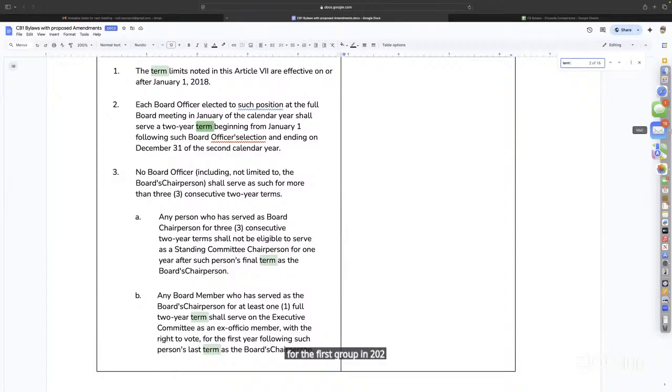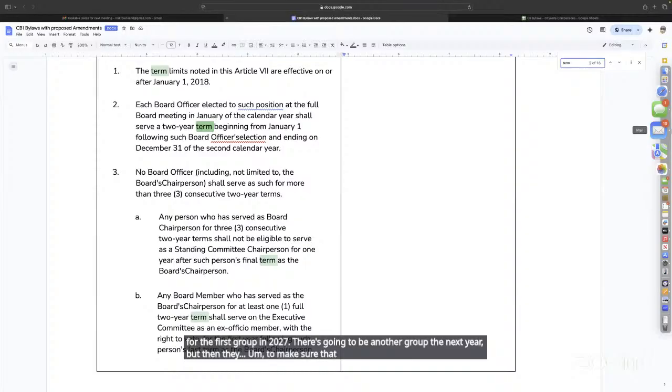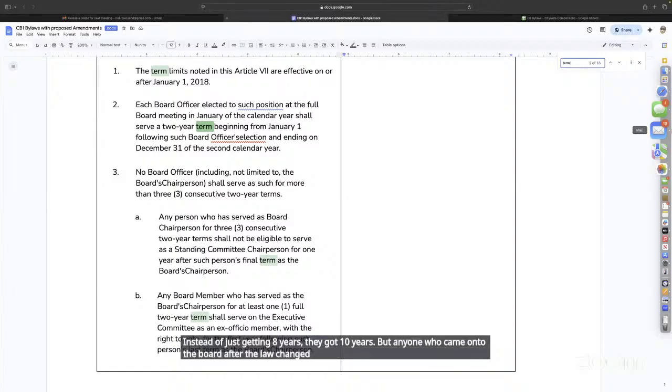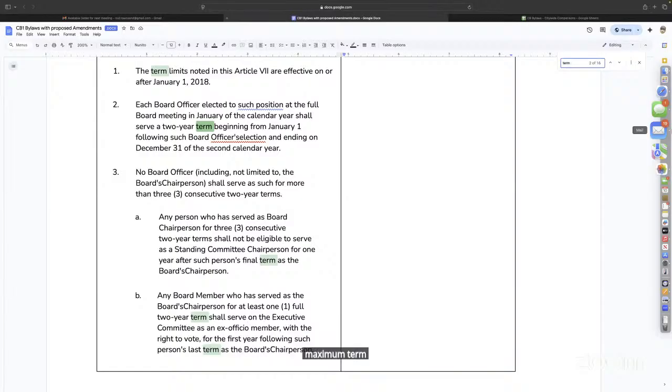There's going to be another group the next year, but to make sure that everybody wasn't gone within a very short time, the people that were elected or reappointed in 2020, instead of just getting 8 years, got 10 years. But anyone who came onto the board after the law changed, it's 8 years maximum term. So what we're talking about here is not how long a board member can serve, but how long in office.